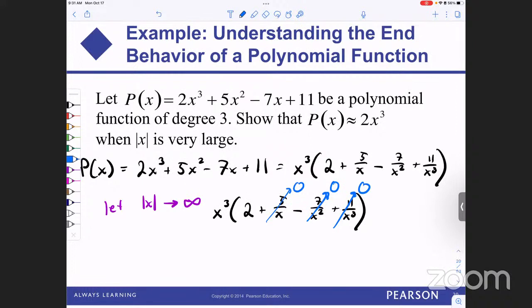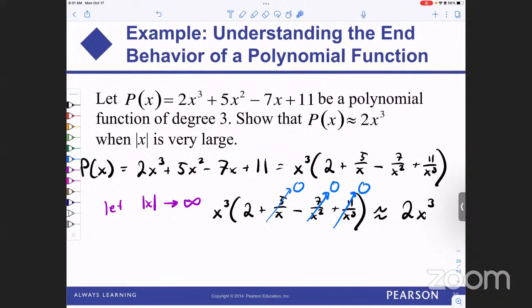So then this is going to be approximately equal to 2x to the power of 3. All right. So this is just an example showing that this polynomial, as x goes off to the far right, behaves like this power function. Now we just went through those 4 cases, so let's break this one down.